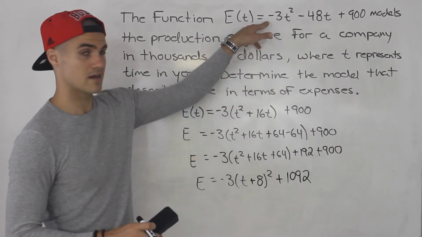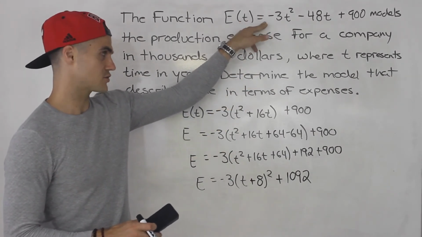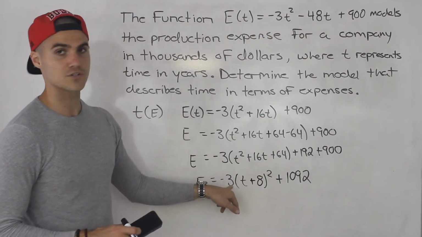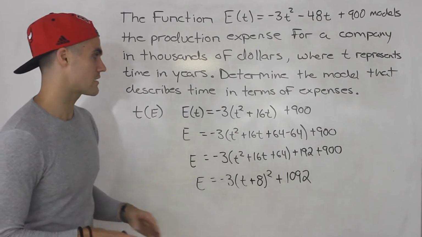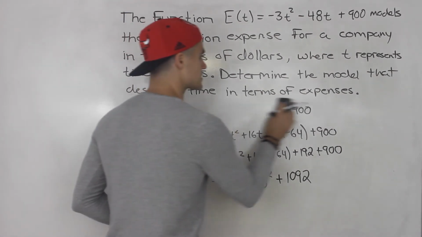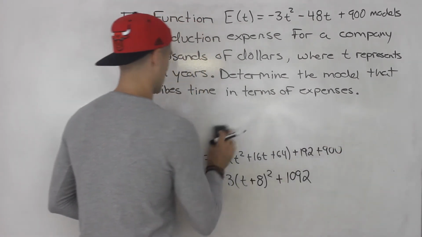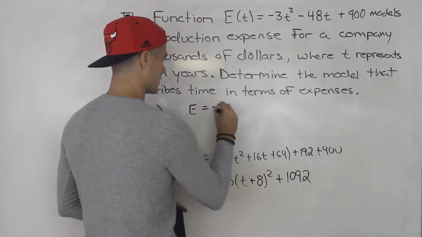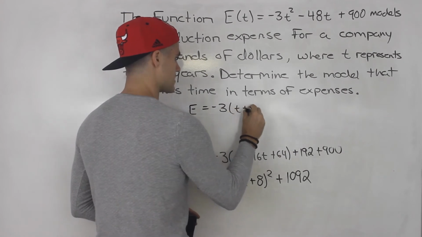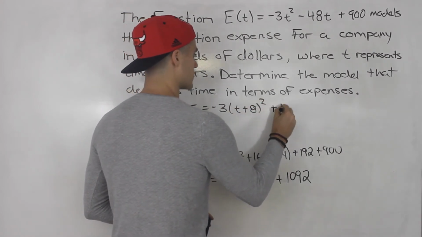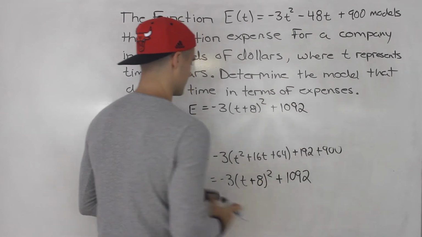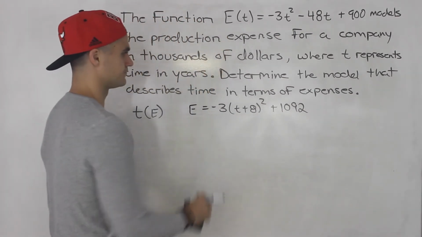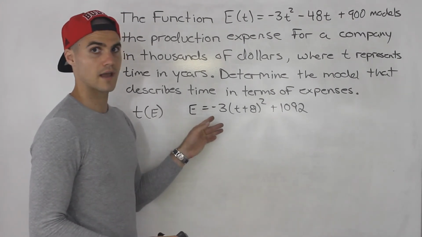Right? So we took this expense function, which was a quadratic in standard form, and converted it to vertex form. So now we can find the inverse. If I take this and write it up here, we'll have e equals negative 3 times t plus 8 squared plus 1092. We just find the inverse now.